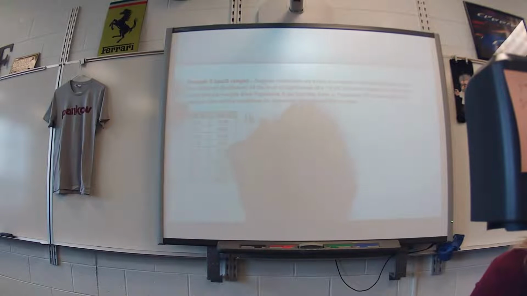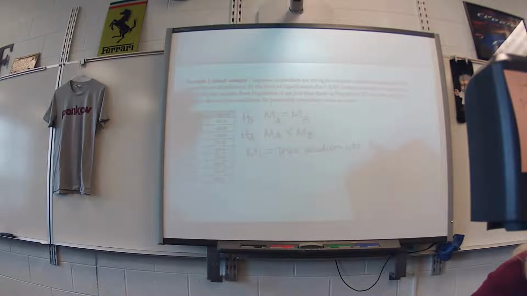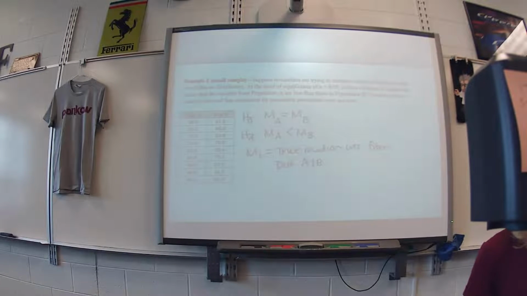So the null hypothesis is that the median weight from A is equal to the median weight from B, and the alternative hypothesis will be that the median from A is less than the median from B. And M sub i is the true median weights of packages from the distributors A and B. All right.